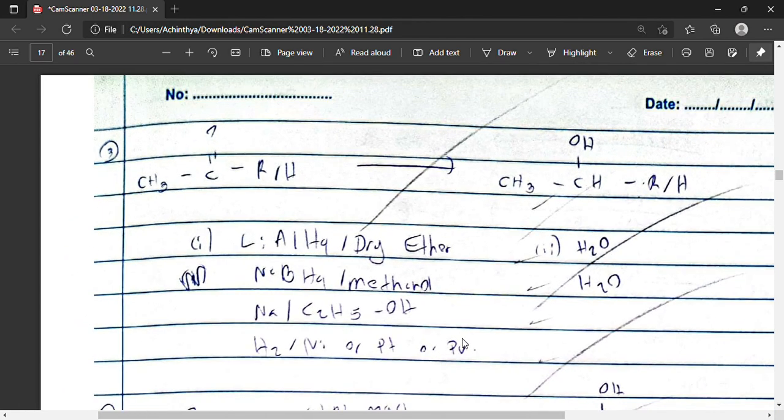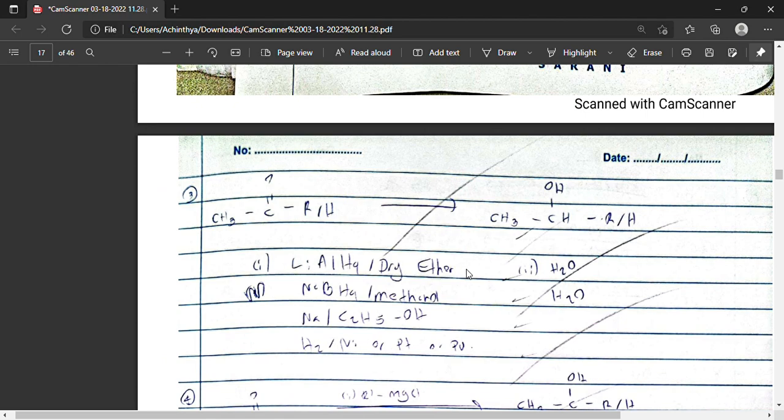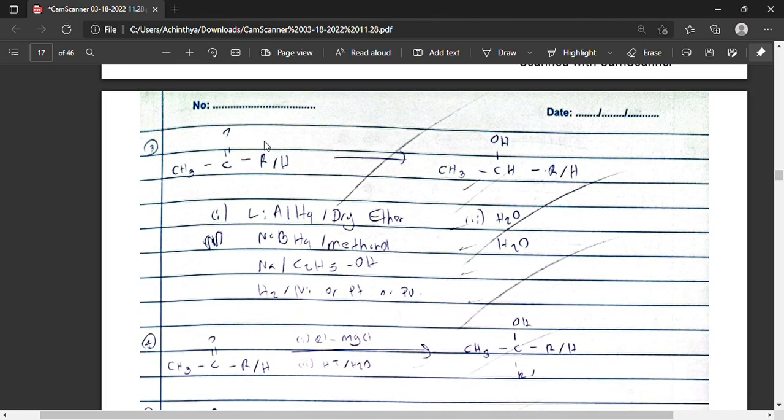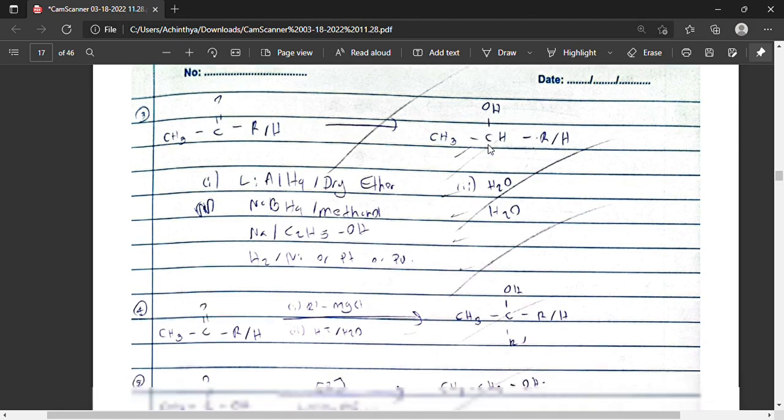H2 with Ni, Pt or Pd. Ideally, use lithium aluminium hydride in dry ether and water, and less ideally sodium borohydride, methanol and water, instead of these two. And that's how we can reduce carbonyl compounds into alcohols.